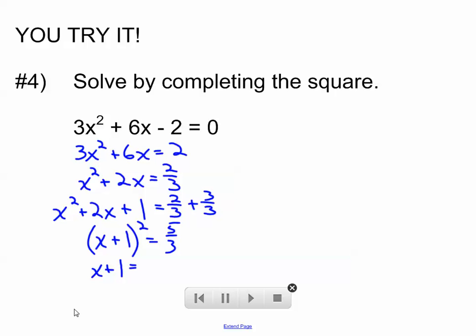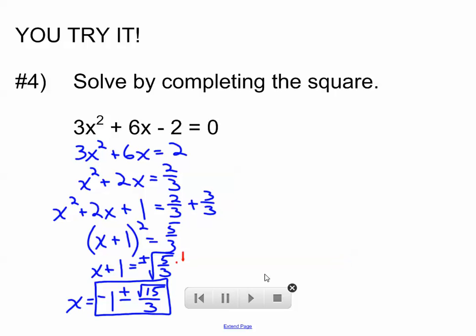Take the square root of both sides. You get plus or minus the square root of 5/3. Oh, we've got to simplify that too, and then subtract 1 from both sides. Negative 1 plus or minus the square root of 15 over 3. I'll tell you where I got the square root of 15 over 3. You can't have a fraction in a radical, so I'll rationalize the denominator. Square root of 5 times the square root of 3 is the square root of 15. Square root of 3 times the square root of 3 is 3.